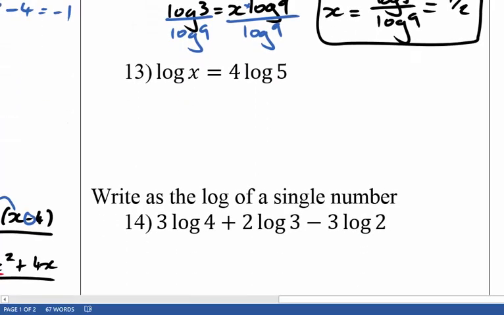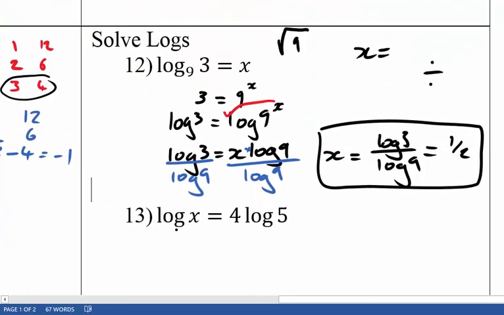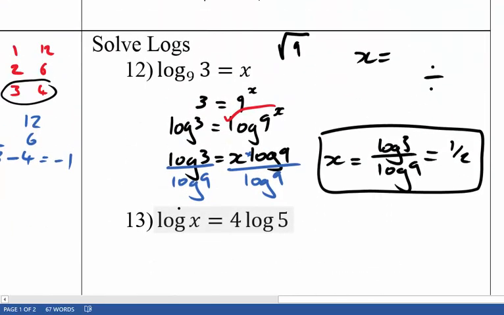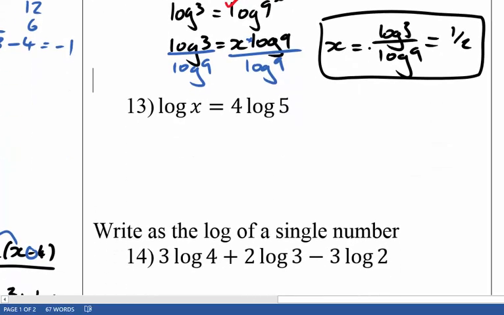Question 13. I need to get x by itself because I'm solving this equation. I'm solving the log, so I'm aiming to get to x equals. To do that I've got to get rid of this log, but to do that the 4 needs to be up here. I can't just get rid of the log because then the 4 disappears. You just can't do it, okay? So I need to use the reverse of why logs are beautiful and take that 4 and put it up here.